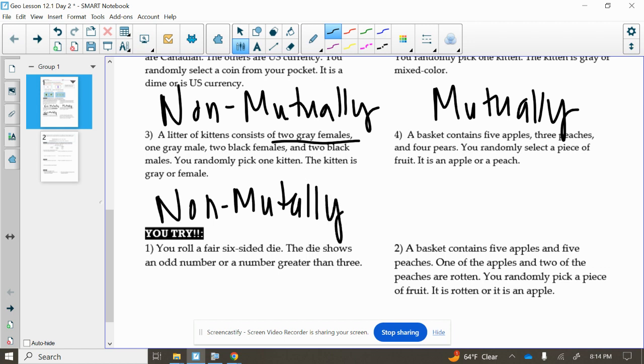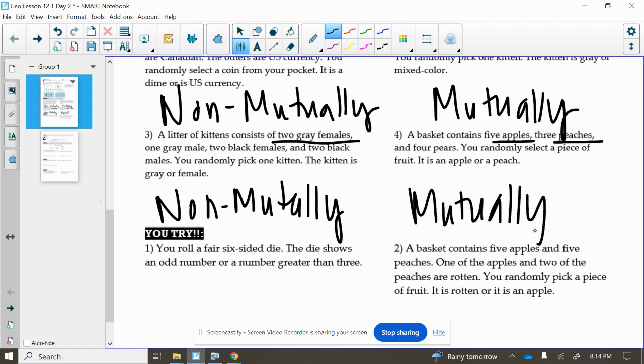And then on the last one, a basket contains 5 apples, 3 peaches, and 4 pears. You randomly select a piece of fruit. Is it an apple or is it a peach? Well, there is no such thing as one that is overlap. You either are going to be one of the 5 apples or you're going to be one of the 3 peaches. So that's an example of something that is mutually exclusive.